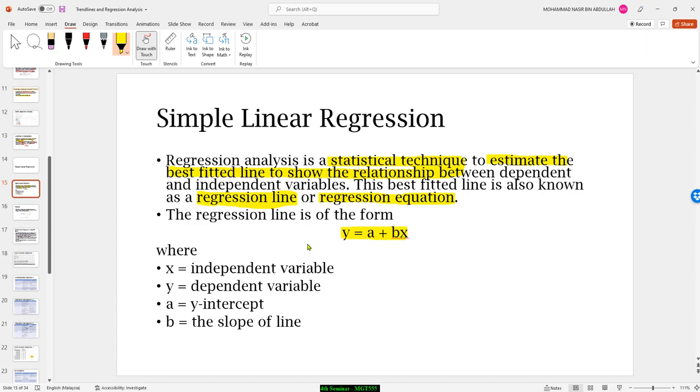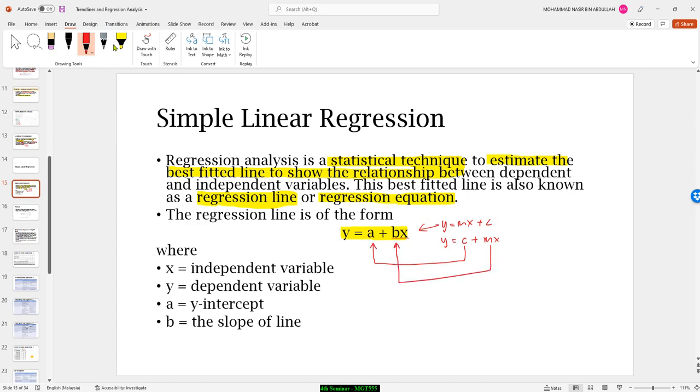So remember satu lagi function yang kita dalam Math Modern kita belajar dulu, y equal to mx plus c. Benda yang sama. So kalau kita tukar c plus mx, right, dia just tukar c kepada a, m kepada b, right?